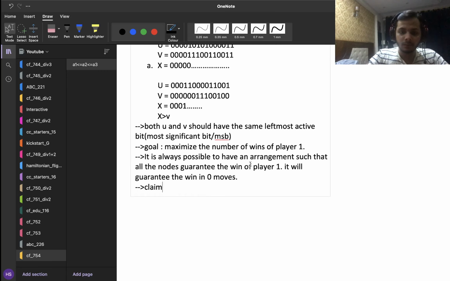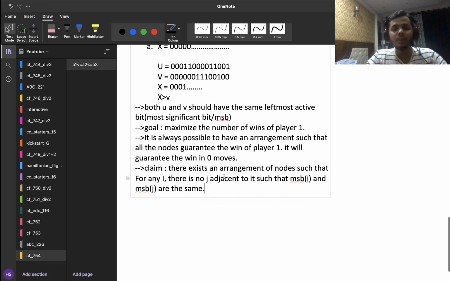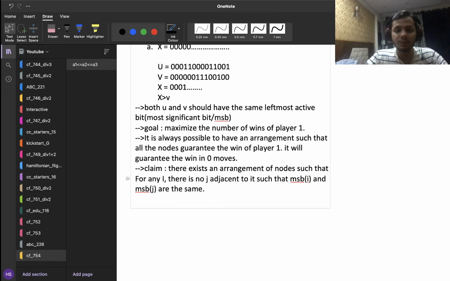So my claim is there exists an arrangement of nodes such that for any i, there is no j adjacent to it such that the MSB of i and the MSB of j are the same, right? So this is what I want. Now this is a claim, obviously I have to prove this somehow.